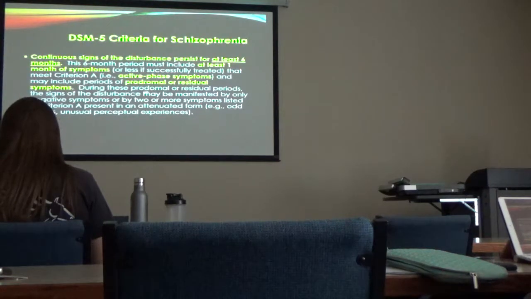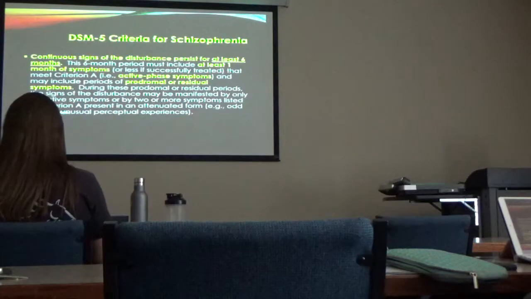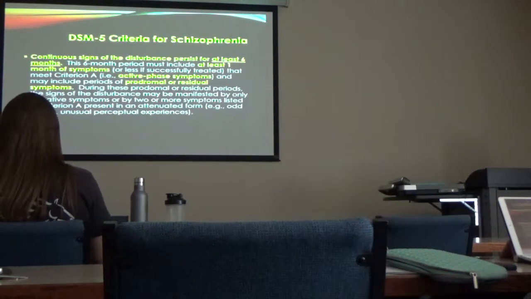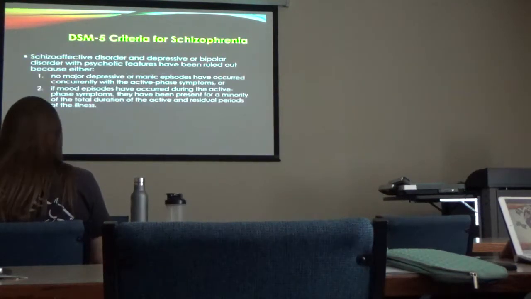Now this is interesting. During the prodromal or residual periods, the signs of the disturbance may be manifested by only negative symptoms or by 2 or more symptoms listed in criterion A present in an attenuated form. That is, odd beliefs, unusual perceptual experiences. So it's kind of a watered-down criterion A, or it could just be negative symptoms. See, that's not 2 symptoms, that's some. So as long as you've got this long 6-month period, and you have 1 month where you have the number count, then you can call that schizophrenia.